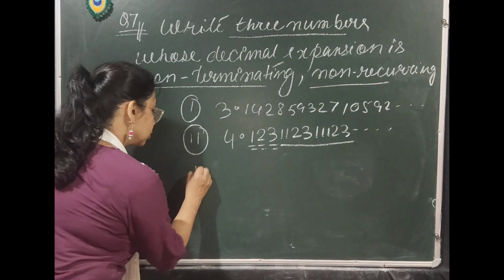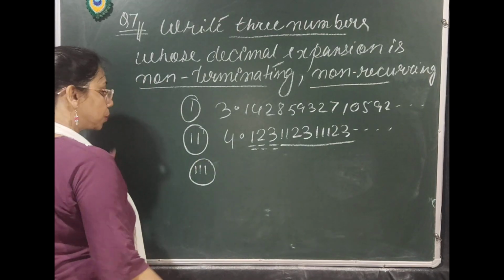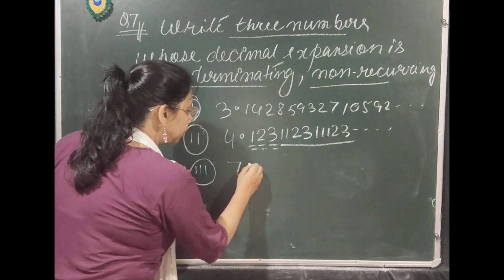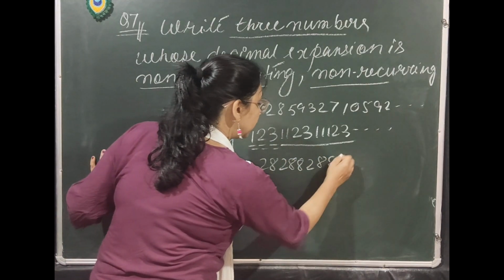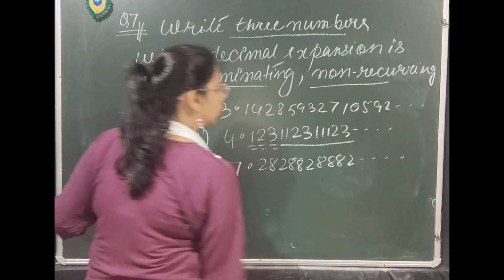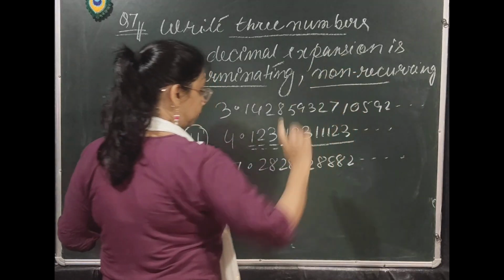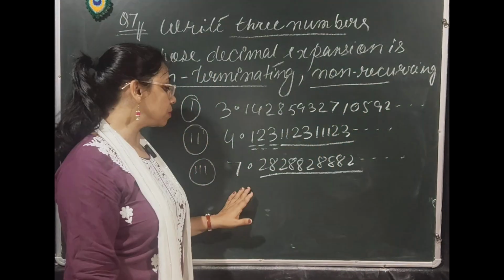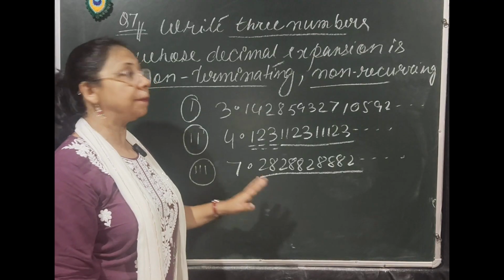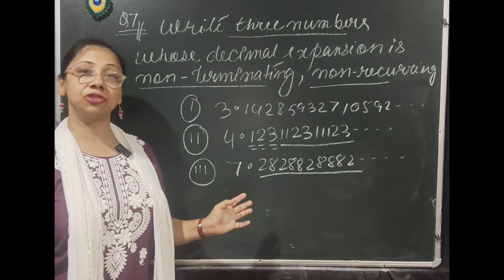The third and last one is, let us take 7.282882888 like this. It will keep on going. Now, in this case also, you can see that the expansion is not following any pattern. So, this is the answer to question number 7.